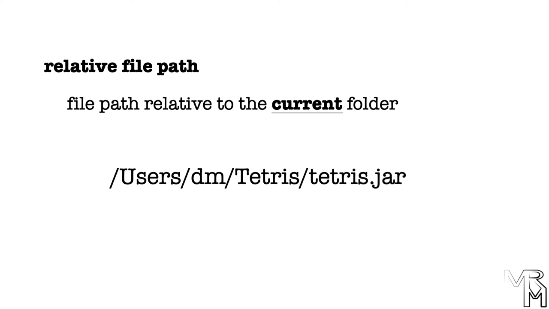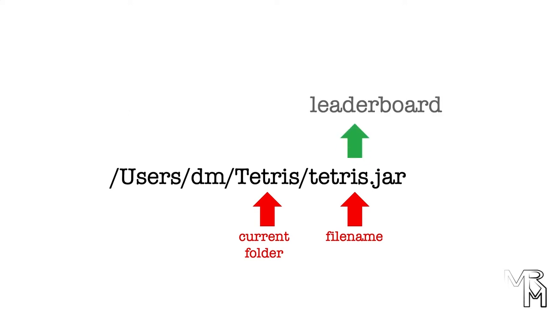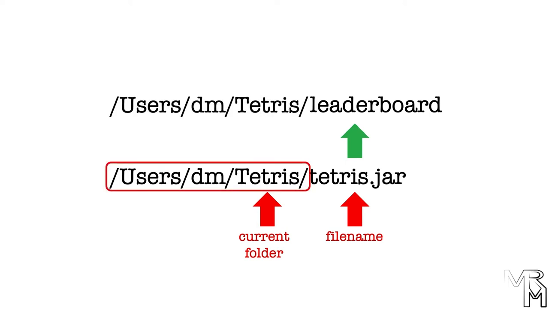Now, what is a relative file path? A relative file path is a file path relative to the current folder. Doesn't explain much, does it? Say this is the absolute file path to our Java program. The last part of the path is the file name of our program. And the current folder is the end folder that contains the file. If in our program, we open a file named leaderboard using a relative file path, the system will automatically add to the relative path the path to the current folder. In other words, we can use a relative or partial file path, and the system will automatically construct the absolute or full path for the file.